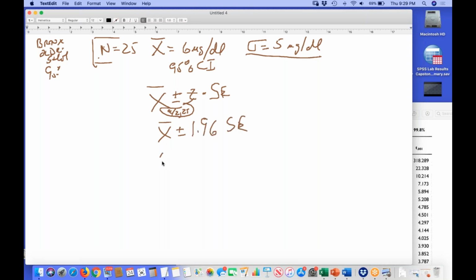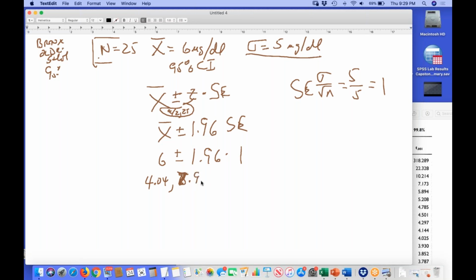Okay, so X bar is 6 plus or minus 1.96 times our standard error. Our standard error is equal to sigma over the square root of n, which is equal to 5 over the square root of 25, which is 5 over 5, is equal to 1. So times 1. So what's our 95% confidence interval? It's going to be 4.04 to 7.96, right? That's our 95% confidence interval.